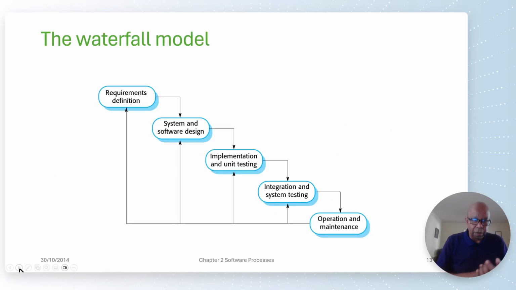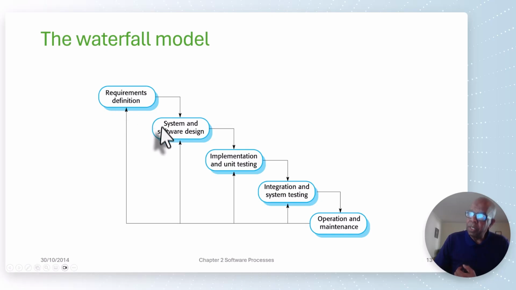The waterfall model. The key thing I want you to remember about the waterfall model is that it is plan driven. Plan driven means that I'm not going to do anything in the various steps of the waterfall model unless everything is complete. I have planned it out. So in the waterfall model, we have requirements definition, systems and software design, implementation, unit testing, integration and system testing.